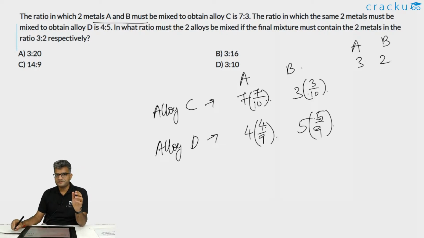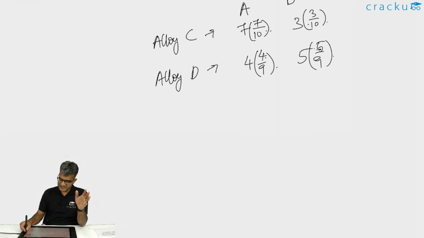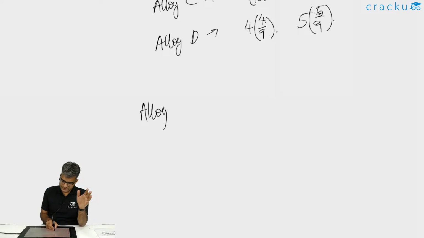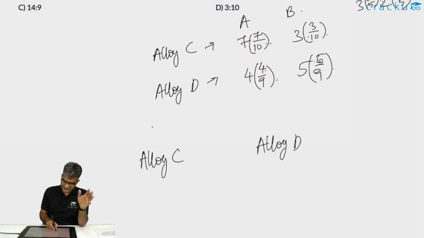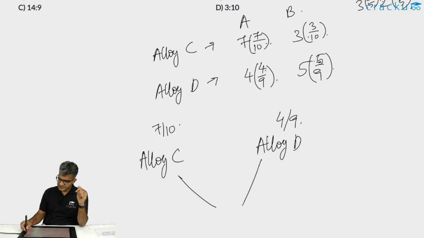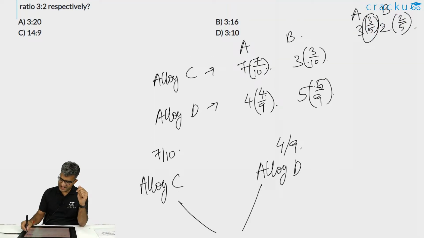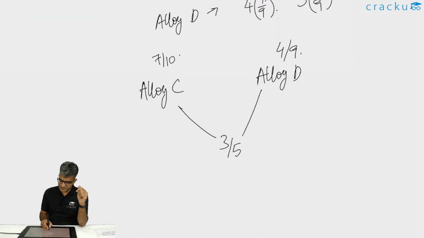In the final mixture, we want A and B to be in the ratio of 3:2. So what is the fraction of A? That will be 3 divided by 3 plus 2, which is 3/5. And that of metal B will be 2 divided by 2 plus 3, which is 2/5. So essentially what we are saying is that we have alloy C and we have alloy D. Alloy C has 7/10 of metal A, and alloy D has 4/9 of metal A. When you are mixing both of them, the fraction of metal A is 3/5. So what is the ratio in which they should be mixed?